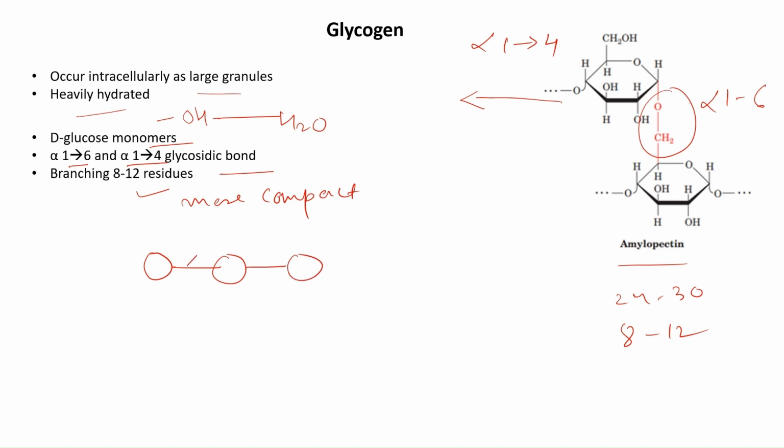What will be this bond? Alpha 1,4, alpha 1,4. Branching came. Here again, alpha 1,6. Again, suppose it is linear. This branching came. Here, alpha 1,6.